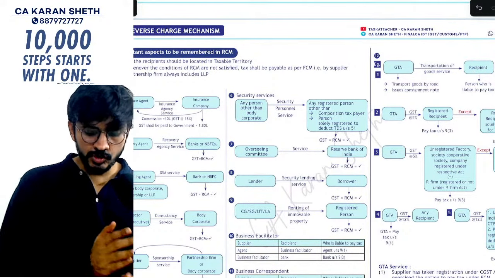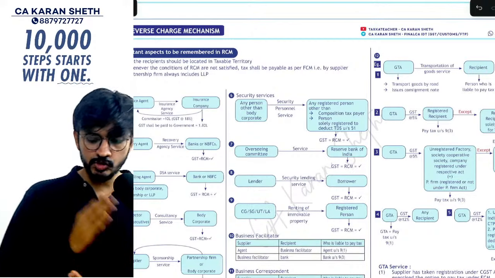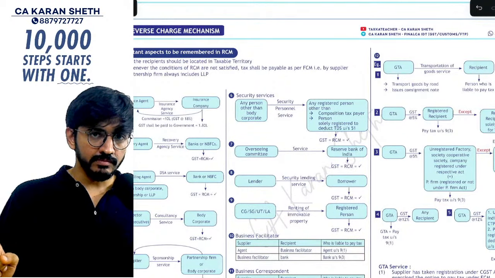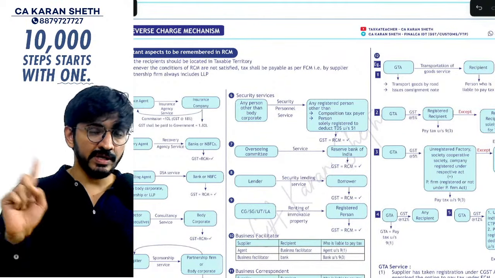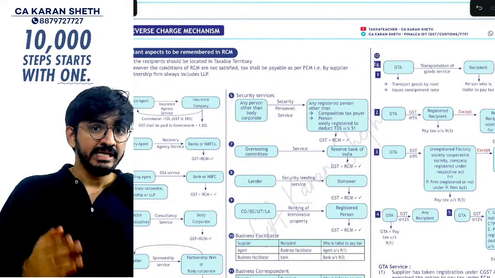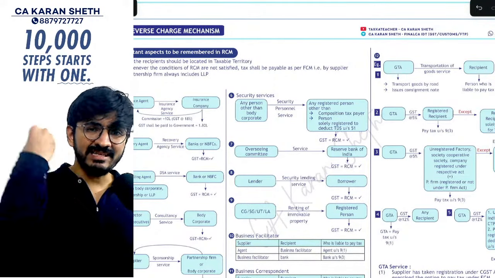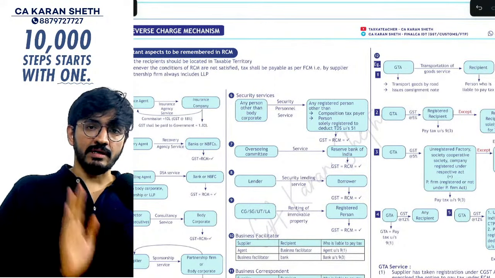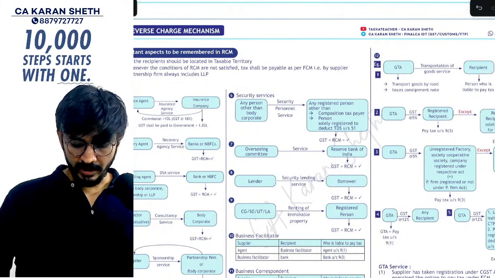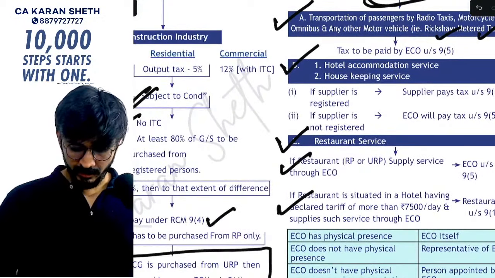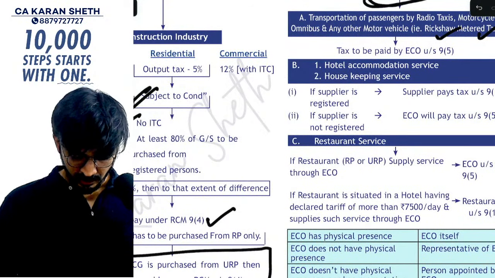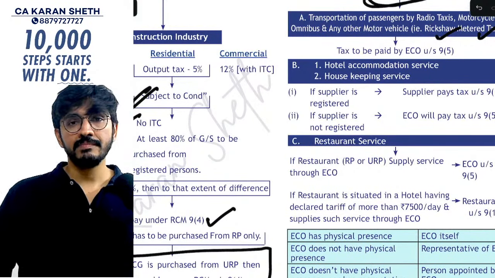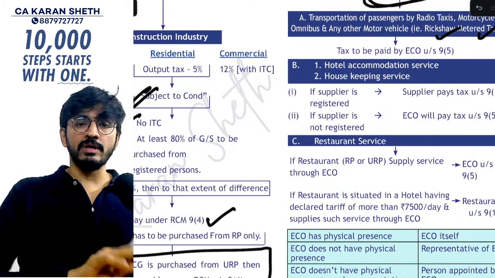Okay. So just to wrap it up, guys, in 9.5, transportation of passenger service and restaurant service operate similarly. How? You will never check the supplier status. You will only remember one thing: ECU will pay the tax. When it comes to these two, they are both one and the same category. Supplier, I don't have to check. ECU will only pay the tax.